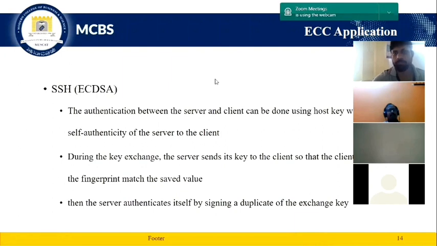The other application is Secure Shell, where the elliptic curve digital signature algorithm has been used so that the authentication between the server and the client can be done using the host key, which helps the self-authenticity of the server to the client. And also during the key exchange, the server sends its data to the client so that the client checks if the fingerprint matches the saved value. Then the server authenticates itself by signing a duplicate of the key exchange after ensuring the process. Next, please.